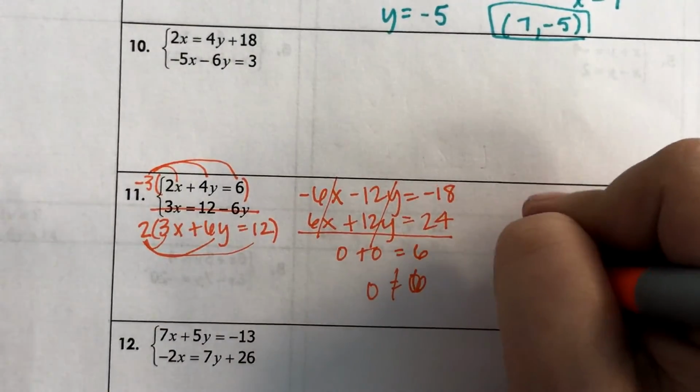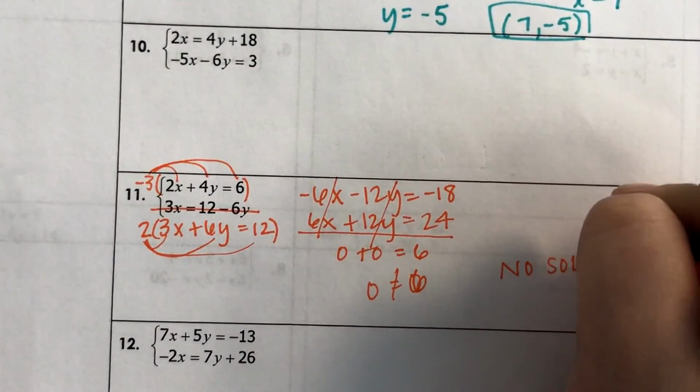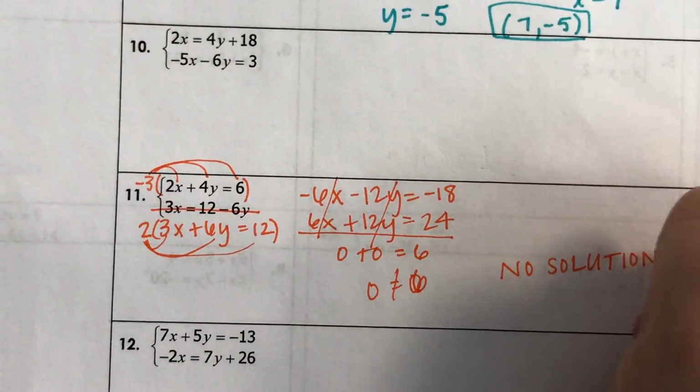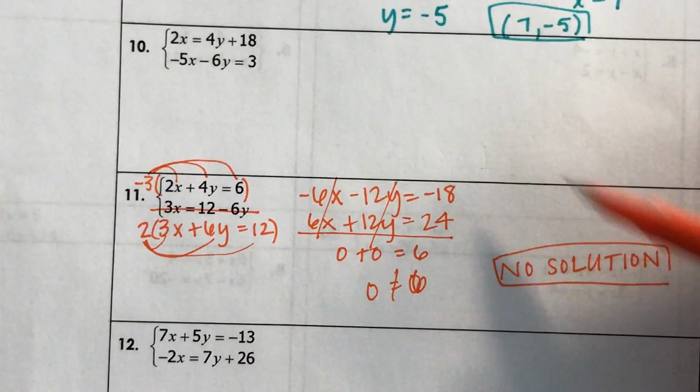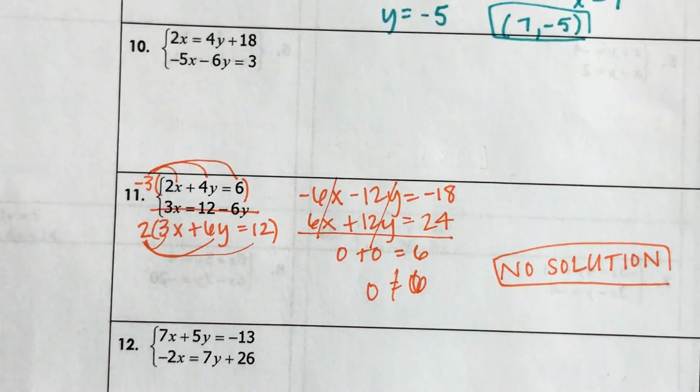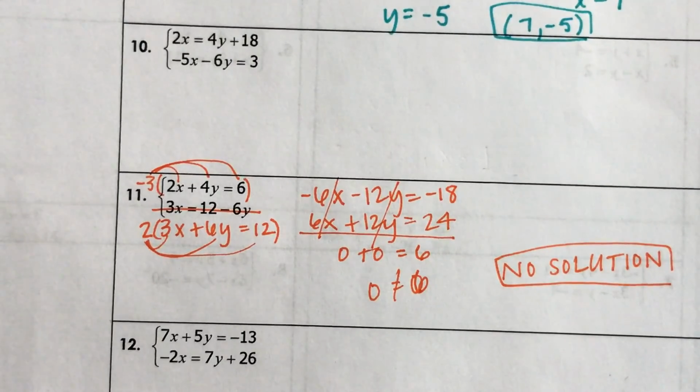So this is a no solution equation. These two lines are parallel, which means they never ever intersect, and there's no solution. Okay, so that's it. So we'll do the other 6 examples in class together.